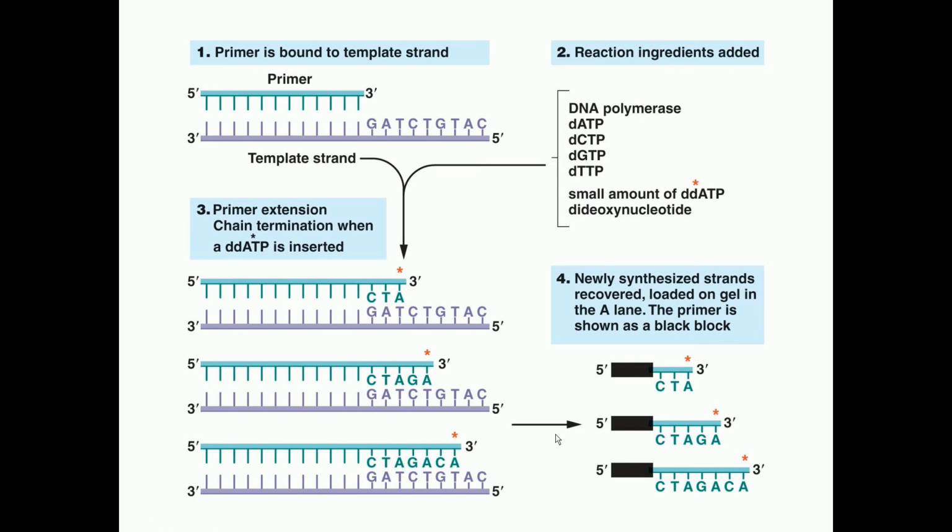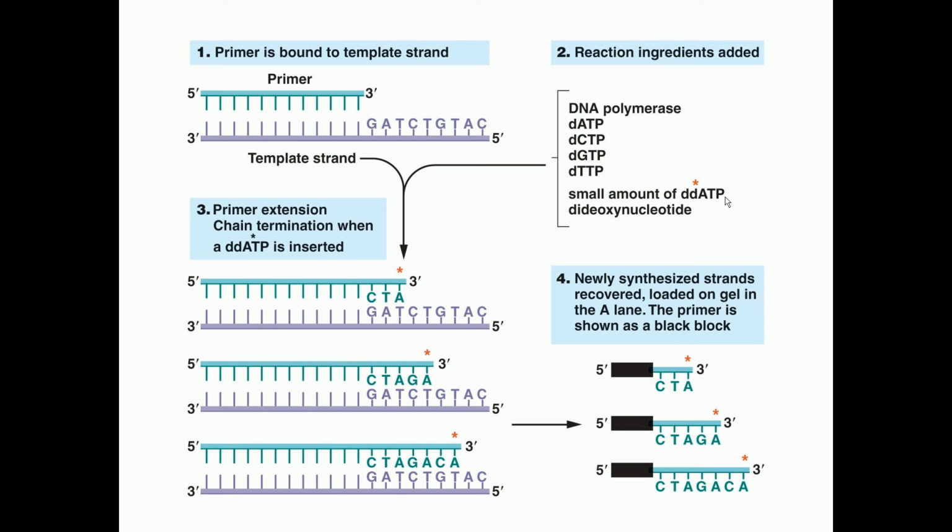In the conventional method, people used to take 4 tubes, and in the 4 tubes they used to take the DNA which they want to sequence. They used to add a primer, they used to add the enzyme, they used to add all 4 of these deoxynucleotides, and so they had 4 tubes. In one tube they used to add dideoxyadenosine triphosphate, which means the nitrogenous base is adenine.